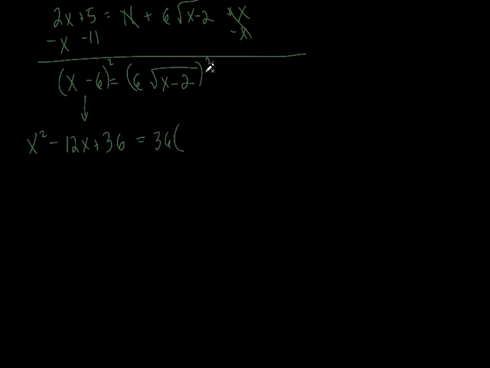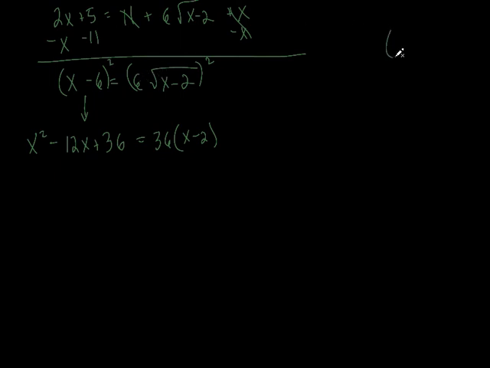Now it's being multiplied. If I square this square root, what happens? It cancels out. So what do I have left? x minus 2. Do you understand why I don't FOIL here? Because it's not 6 plus. It's not 6 minus. It's 6 times.